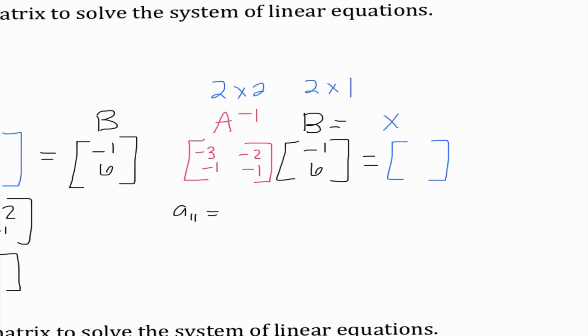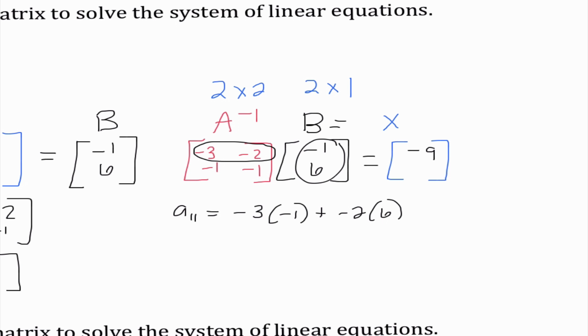So A sub 1, 1, row 1 times column 1. So -3 times -1 plus -2 times 6. So I get 3 plus -12, which is -9.